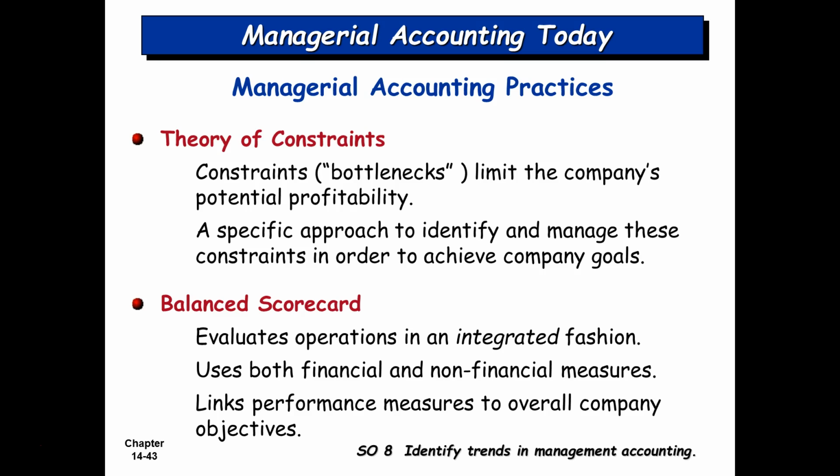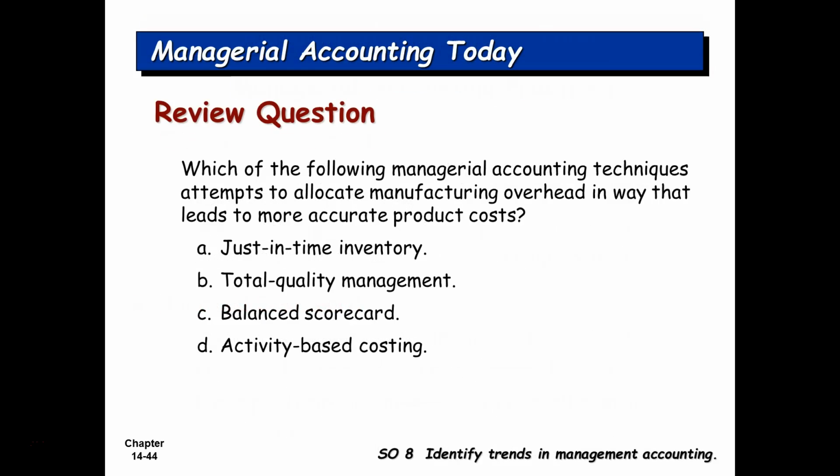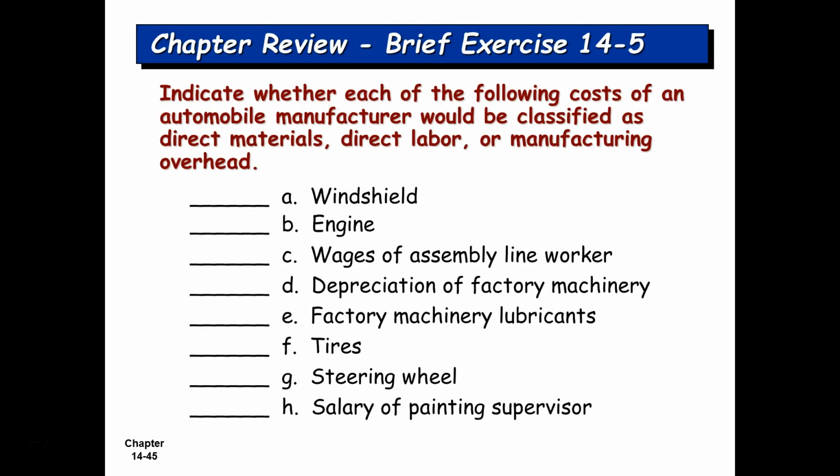And on slide 44, we have a nice review question. Which of the following managerial accounting techniques attempts to allocate manufacturing overhead in a way that leads to more accurate product costs? And our answer there is D, activity-based costing. We then have on slide 45 and 46, read exercise 14.5.